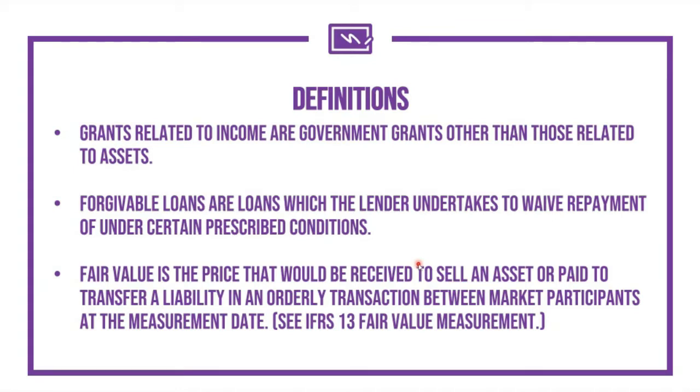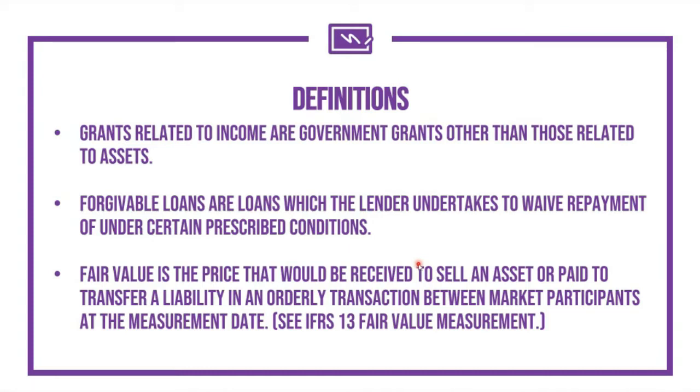Okay. Next, forgivable loans. These are loans which the lender undertakes to waive repayment of under certain prescribed conditions. In this case, with forgivable loans, the lender is now the government, and of course we are the borrower. If the government will waive the repayment, then it becomes part of government grant in our case, as the borrower whose repayments have already been waived.